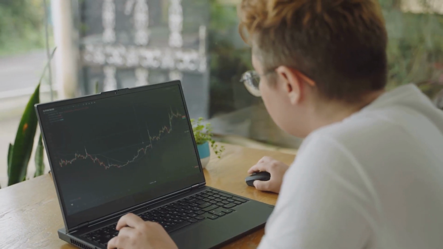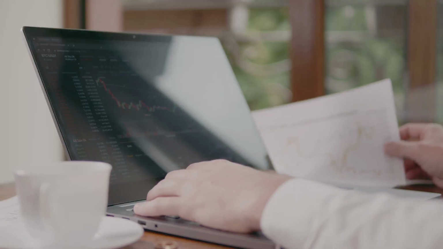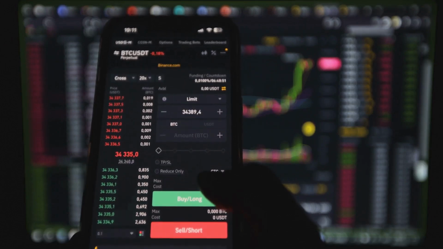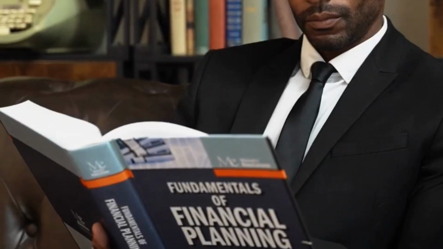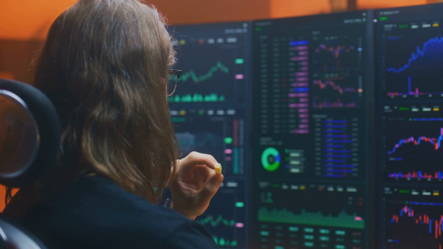Before diving into options trading, it's essential to educate yourself. Understand the different types of options. Learn about options pricing models. Familiarize yourself with trading strategies. Knowledge is your best defense against potential losses. It empowers you to make calculated decisions.